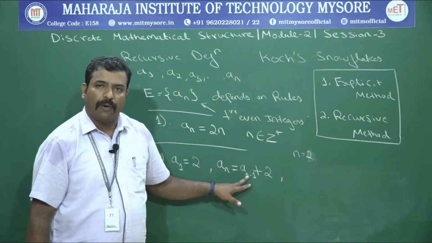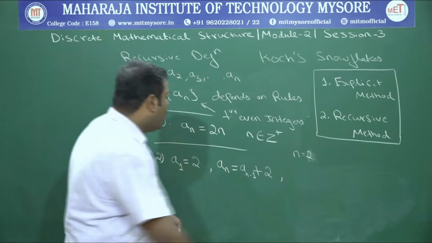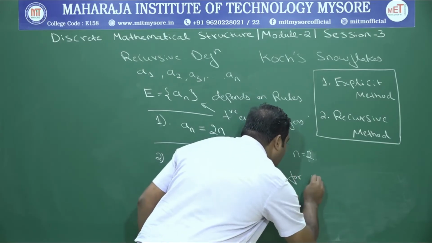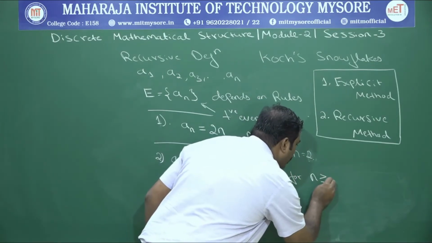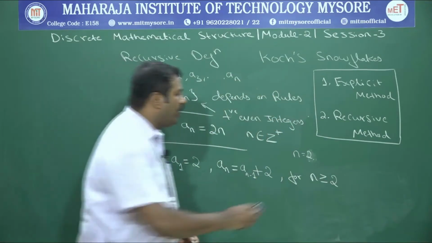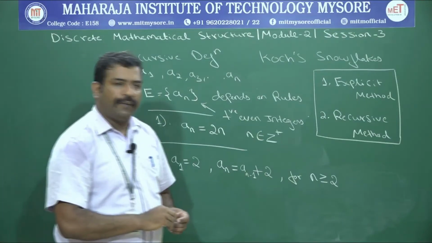Now this works perfectly for me. Now this is the point where I need to start my recursion. Hence, along with these rules, we'll just say for n greater than or equal to 2. Now this is what I need to make use of whenever I'm going to talk about a recursive definition.